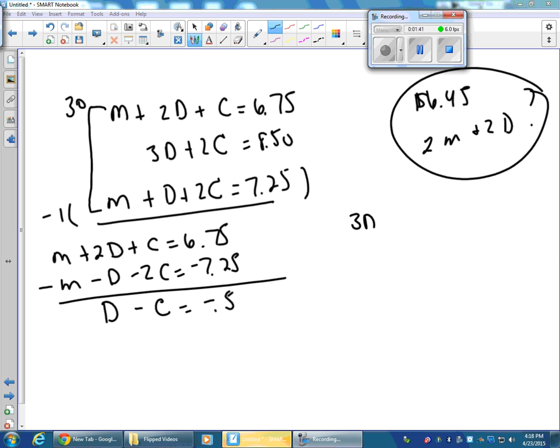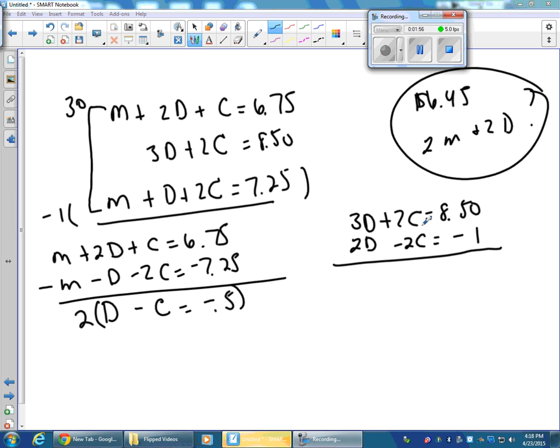So there's an equation that just has d's and c's. So I'm going to use the 3d plus 2c equals 850, and I'm going to take this one and multiply it times 2. And that gives me 2d minus 2c equals -1. So that cancels, and I get 5d equals 750. Divide 750 by 5, and you get the cost of a donut is $1.50. So the donuts cost $1.50.